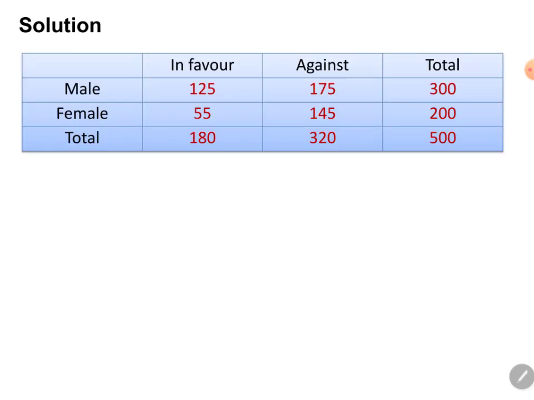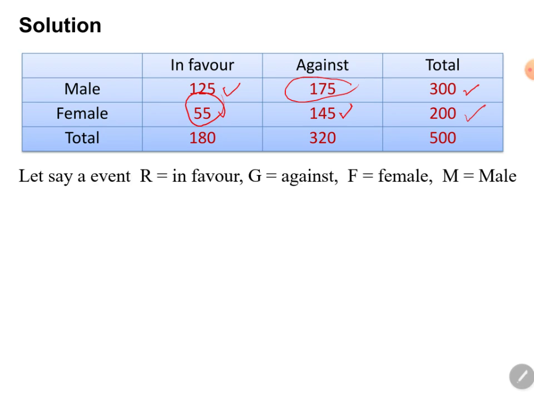So let's do the contingency table. So we should have this. For in favor, male is 125. So we have this information, and we know the total males are 300. So the remaining from 300 should be 175 who are against and male. And then we know the remaining from 500 is 200 females. So from 200, they said that 145 are against. So we can find the females that are in favor of the capital punishment. Okay, and then now we can find the total for in favor and against, which is 180 and 320 respectively.